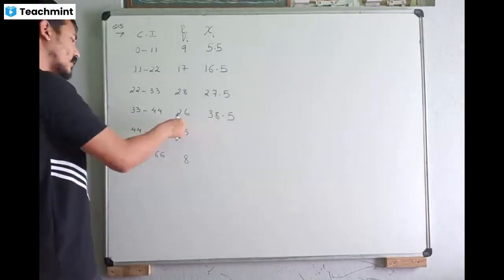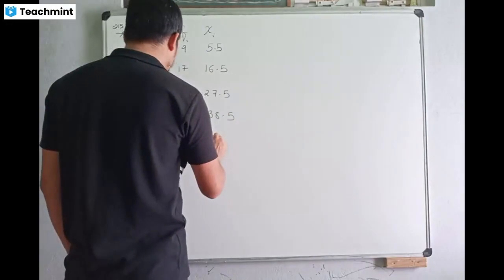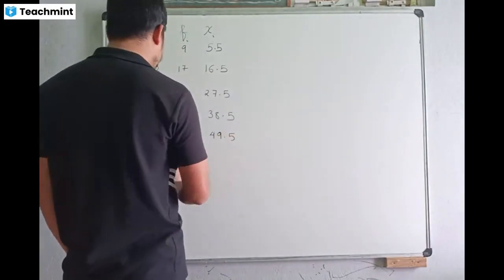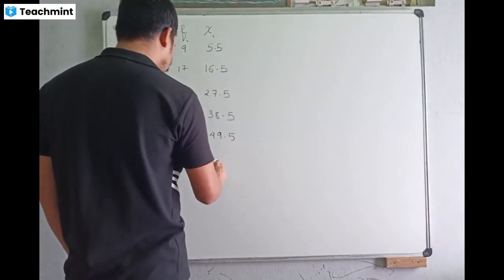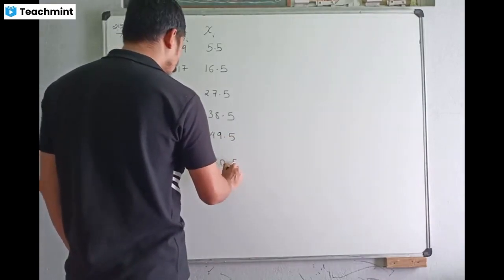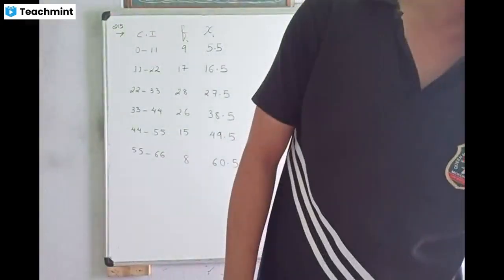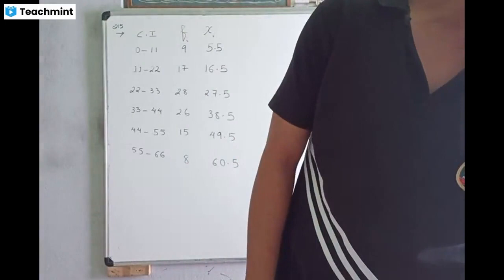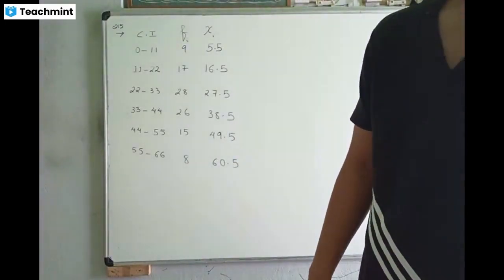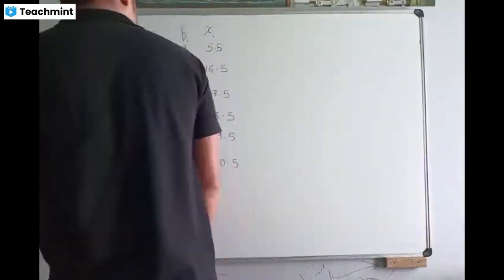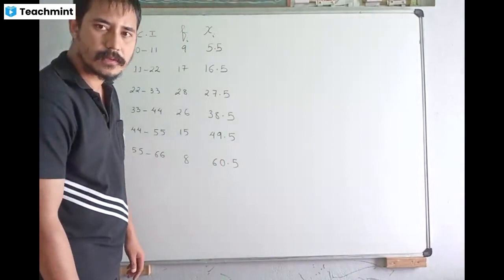Add these values and divide by 2. That will give you 49.5. And then this will give you 60.5. That's what I expect. 60.5. Let me just verify once. Okay, it's correct. Now the next step is to find out deviation.